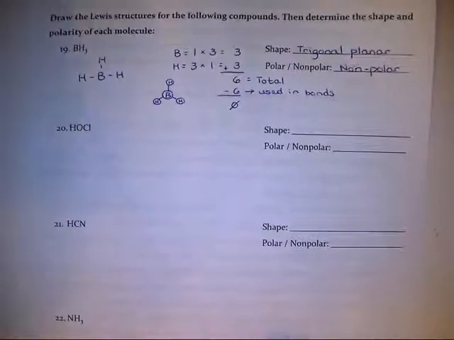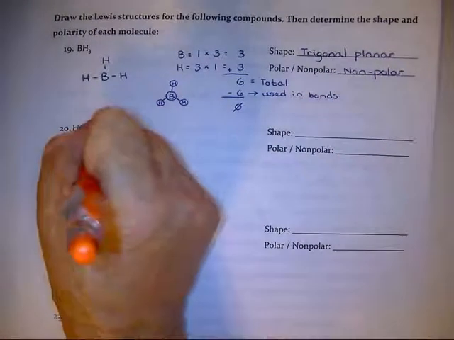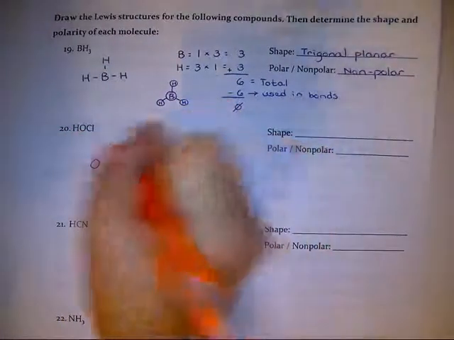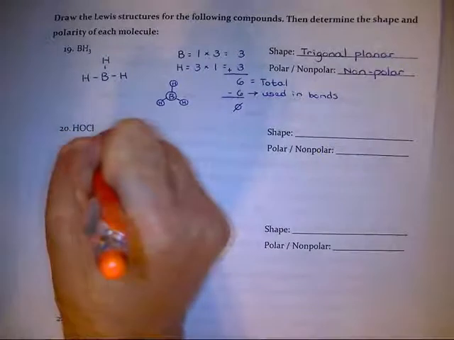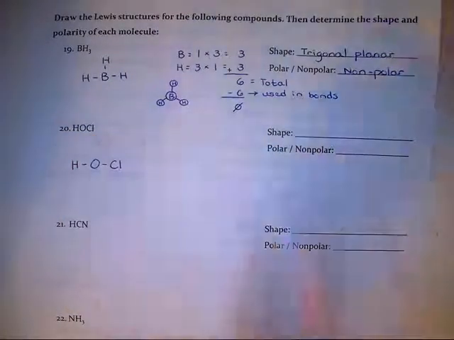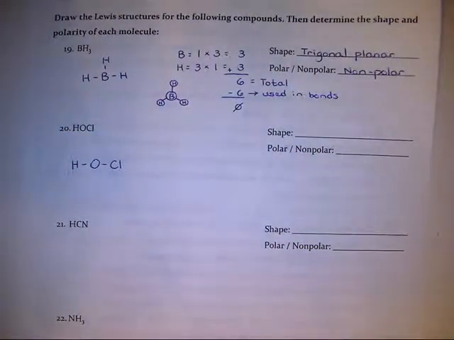Okay, number 20, HOCl. Again, first thing you need to figure out is what goes in the center. Well, the H can never be in the center, and Cl is a halogen, so it's never going to be in the center either. So O is going to be our central atom. Now, that means that H and Cl must be connected to the O.